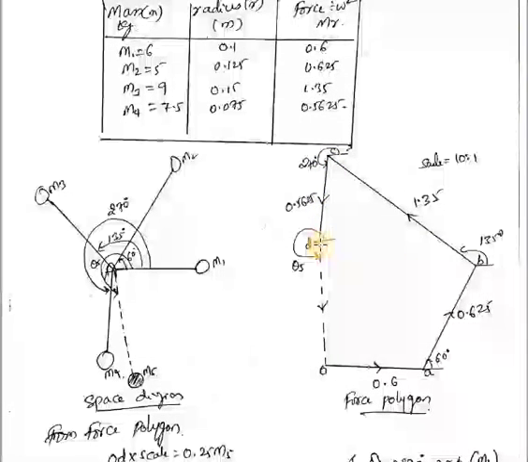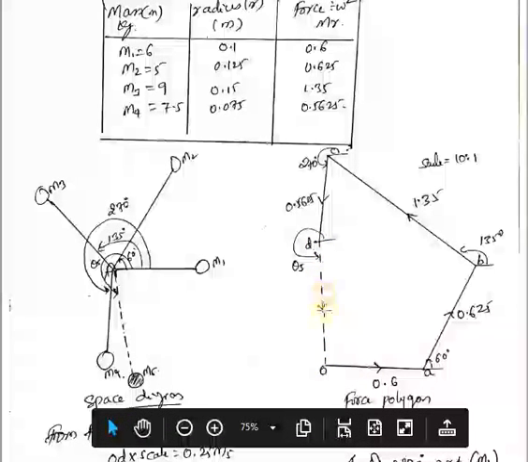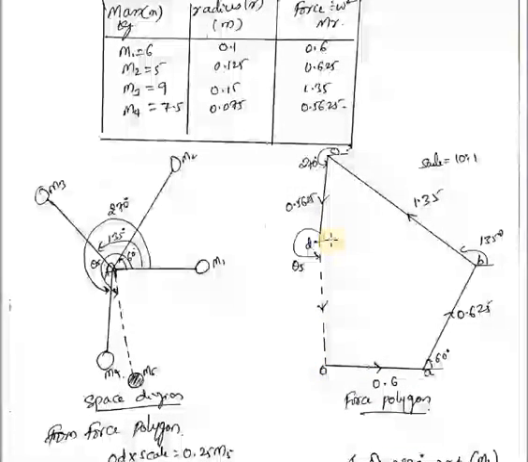Then to calculate or to determine the balancing mass, you need to complete this force polygon. So to complete that one, join this end point to the starting point. That is from D to O, you need to draw a straight line. Okay. So the angle with respect to M1, that is in counterclockwise direction, will be theta.